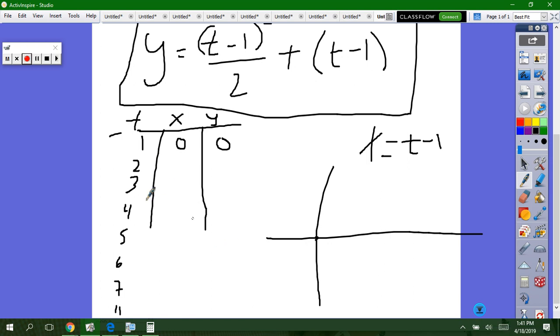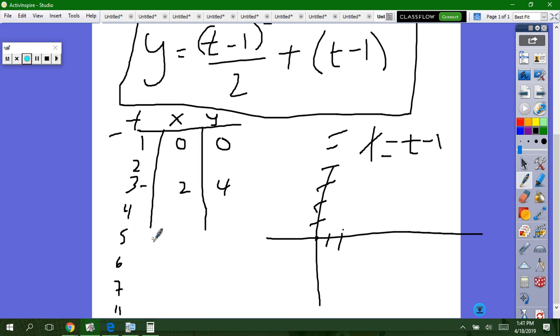Okay, now I'm going to pick 3 just so I can keep them a little nicer, because 3 minus 1 is 2, 2 squared, 4 divided by 2, 2, 3 minus 1, 2, 2 plus 2 is 4, 3 minus 1 is 2. So roughly like right there.